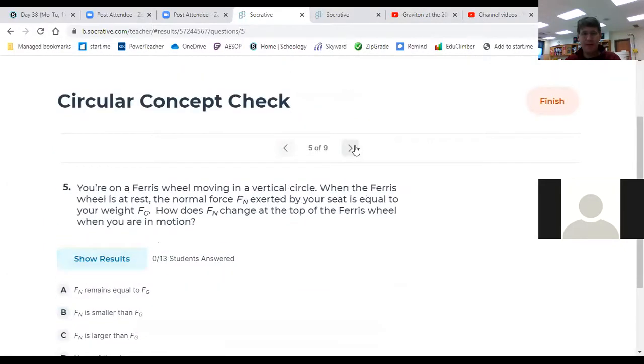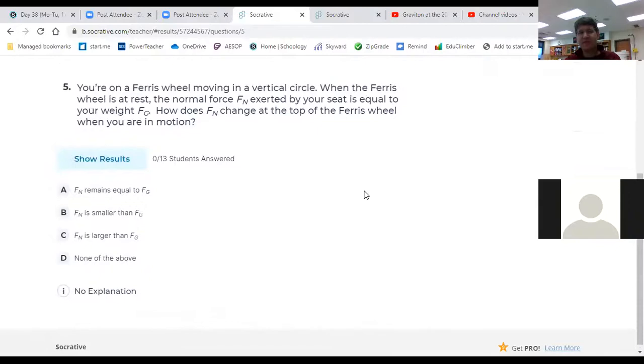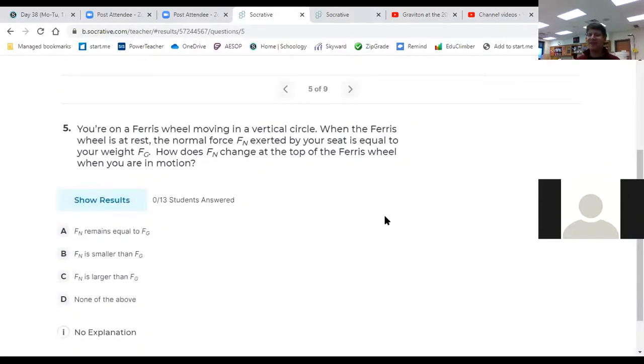All right, how about this? So these last few, I want to think about what we were thinking about in class last time, I guess it was on Monday, when we were talking about more than one force causing a centripetal force. If you're on a Ferris wheel moving in a vertical circle, usually at rest, normal force is equal to gravity.